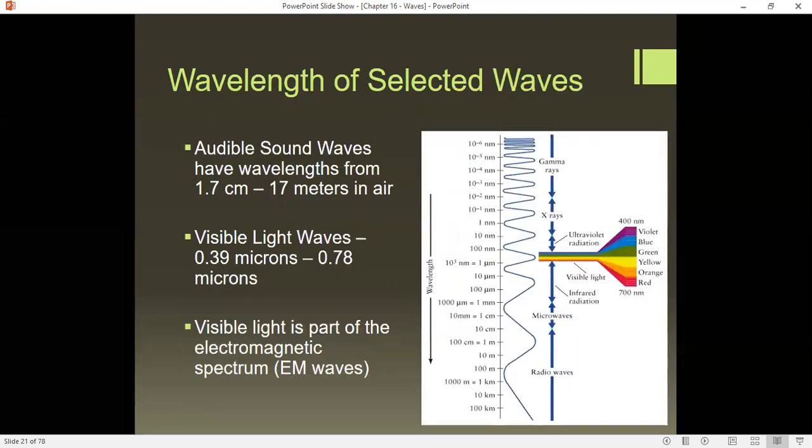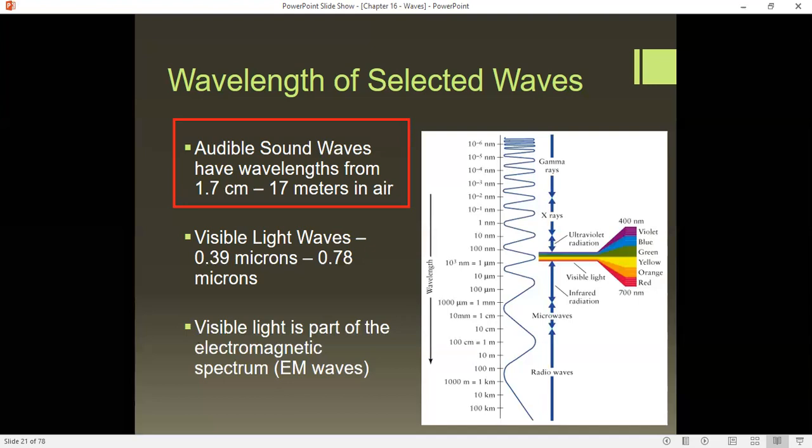Now here are some selected waves, okay? On the right, we actually have the entire electromagnetic spectrum. On the left, we see sound waves that you can hear, audible sound waves. These are from 20 hertz to 20,000 hertz, as we'll find out in the next chapter. They have a wavelength between 1.7 centimeters and 17 meters. So that's a pretty large difference in terms of the overall physical length.